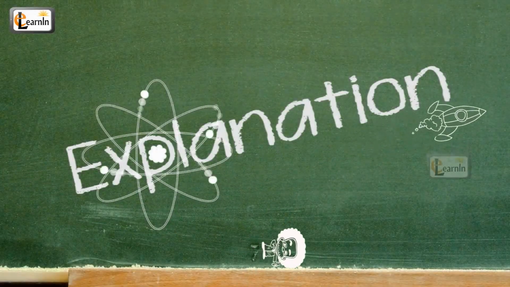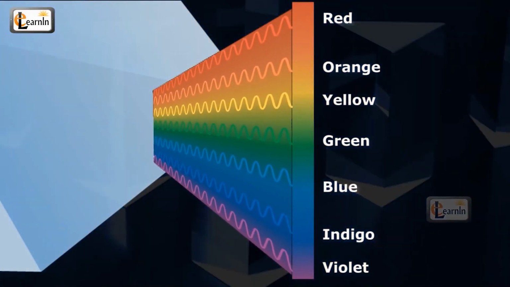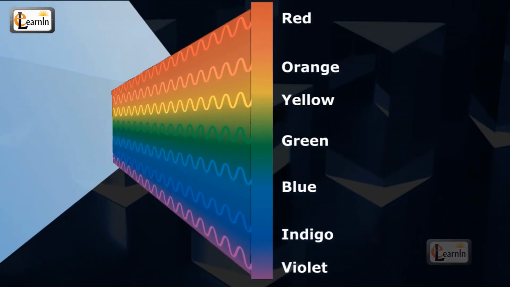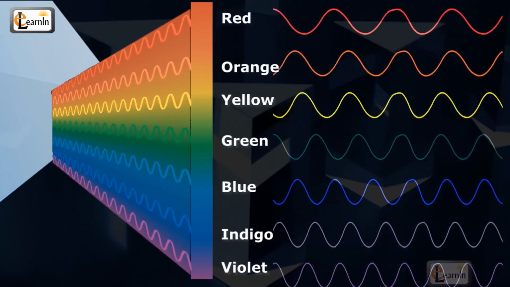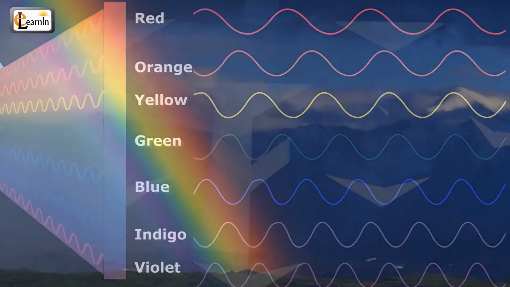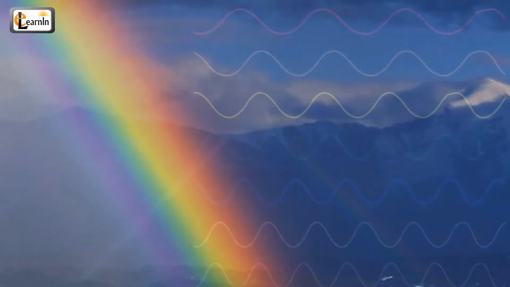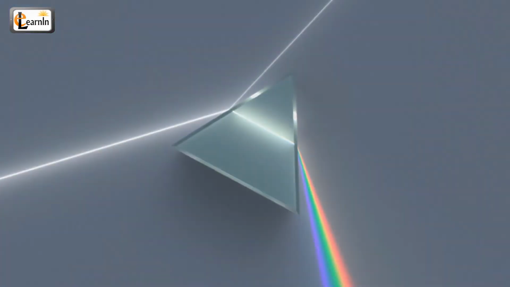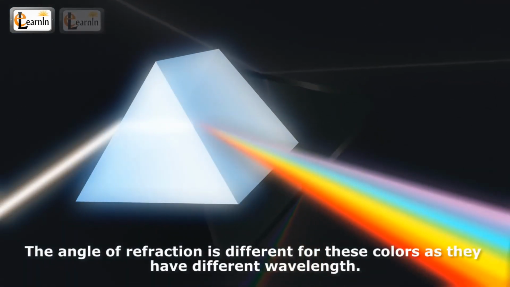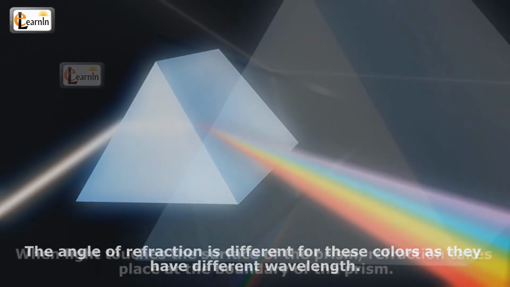Explanation. Prisms are made up of glass. The 7 different colors coming out of the prism constitute 7 different wavelengths. Each color represents a different wavelength of light. These different wavelengths travel at different speeds in the glass. This is the main reason for the formation of a rainbow or spectrum when the light travels through the prism. Another point to be noted here is that the angle of refraction is different for these colors as they have different wavelengths.